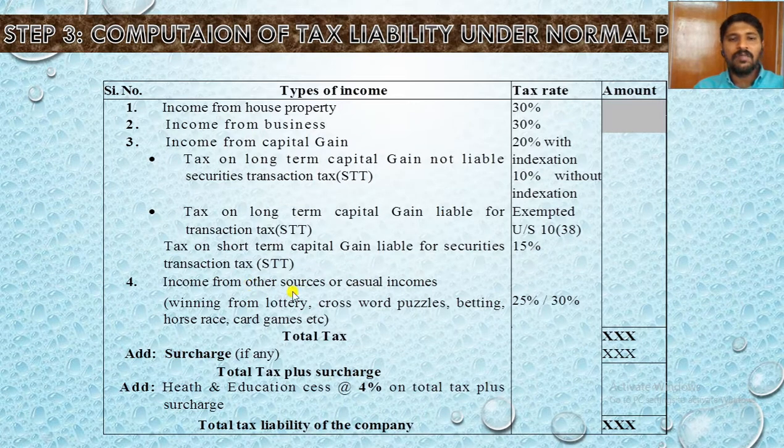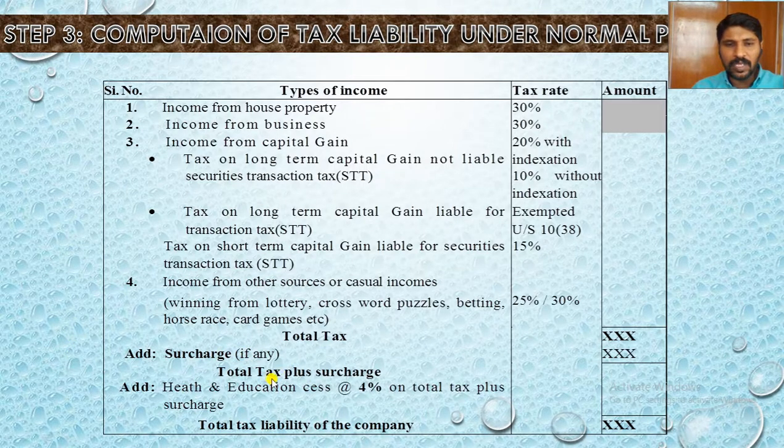Next, income from other sources or casual incomes: winnings from lottery, crossword puzzles, betting, horse races, card games, etc. The rate of tax is 25% or 30%, depending upon the nature of the income. If you add all this, you will get the total tax. To this you have to add surcharge, if any, based on the total income, where surcharge is applicable.